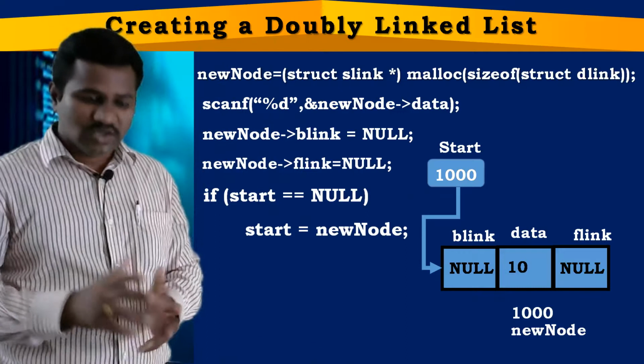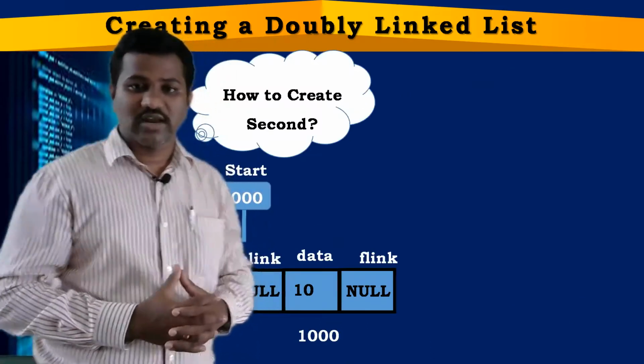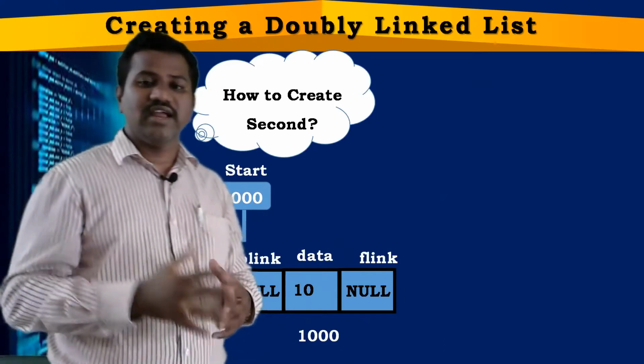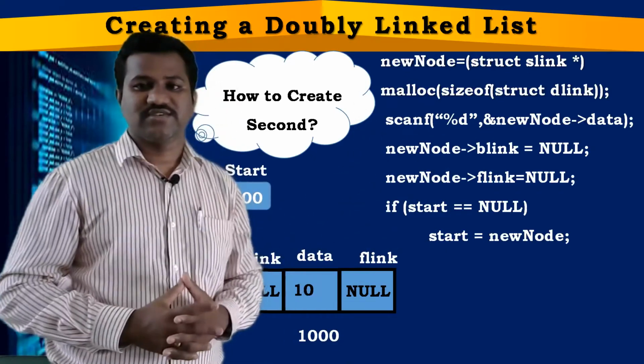Suppose you want to create the second node in the list. This is the existing list. The first node is already created. Now you would like to create the second node. Again, what we need to do is execute all these instructions, right?